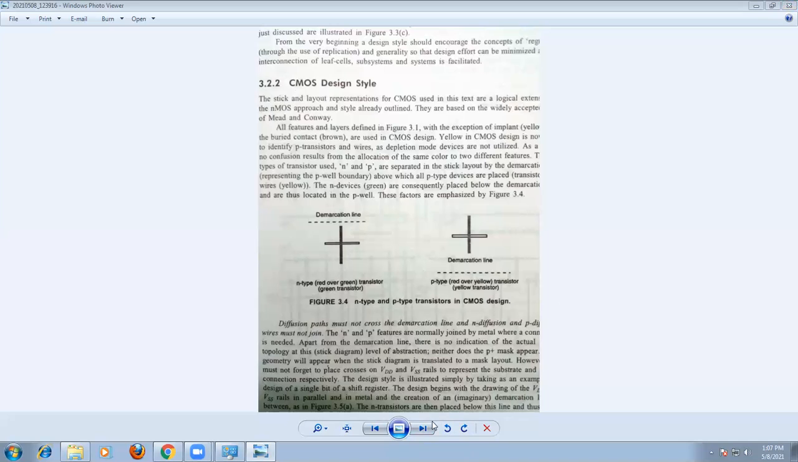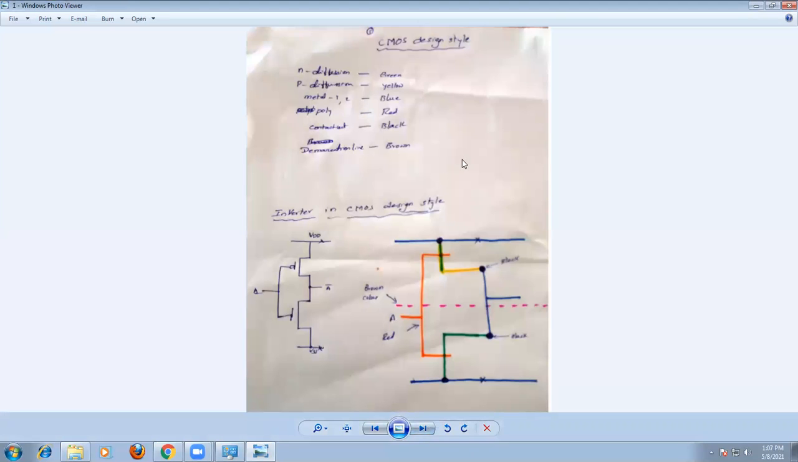Now I'll go to the next slide. In the CMOS design style, N diffusion is green, P diffusion is yellow, metal 1 and metal 2 are blue, polysilicon is red, contact cut is black, and the demarcation line is blue. That is the main difference. We are not using buried contact; we use only ordinary contact. We'll discuss how to draw the contact in the layout diagram.